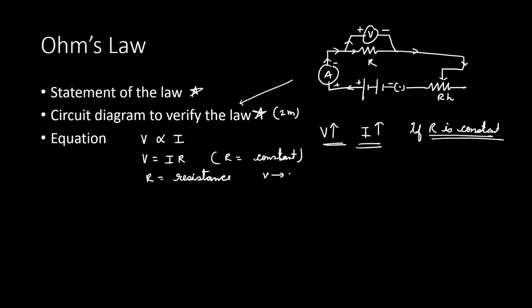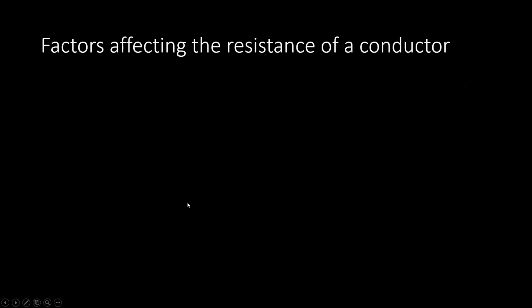So here we have V, which is measured in volt. We have I, which is current, which is measured in ampere. R, that is resistance, which is measured in ohm. So volt is written as V, ampere is written as A, and ohm is denoted by this symbol omega. It's a Greek letter omega. Okay, then you have factors affecting resistance.